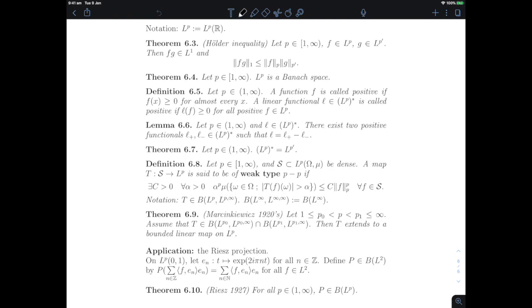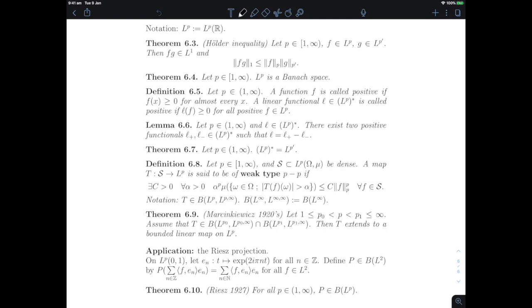Now in a nutshell, what interpolation does for you is that it allows you to prove continuity of a map from LP to LP, a linear map, or not even linear, sublinear for instance works well too, in an entire interval of values of P, as long as you have information about what happens at the endpoints of that interval. And the information you need at the endpoints is not even continuity at the extreme values of P in your interval. You can have something a little weaker than continuity called weak type P,P, which we'll discuss in a minute.